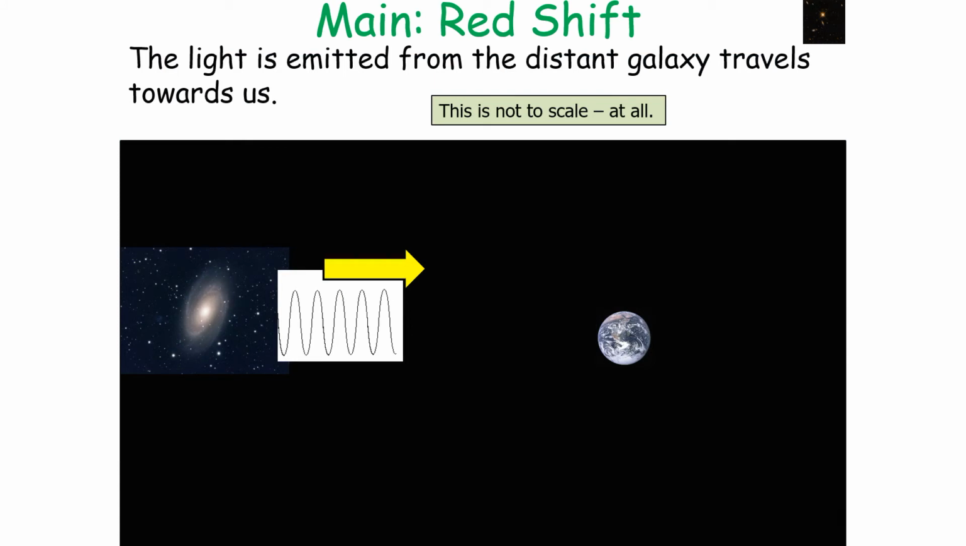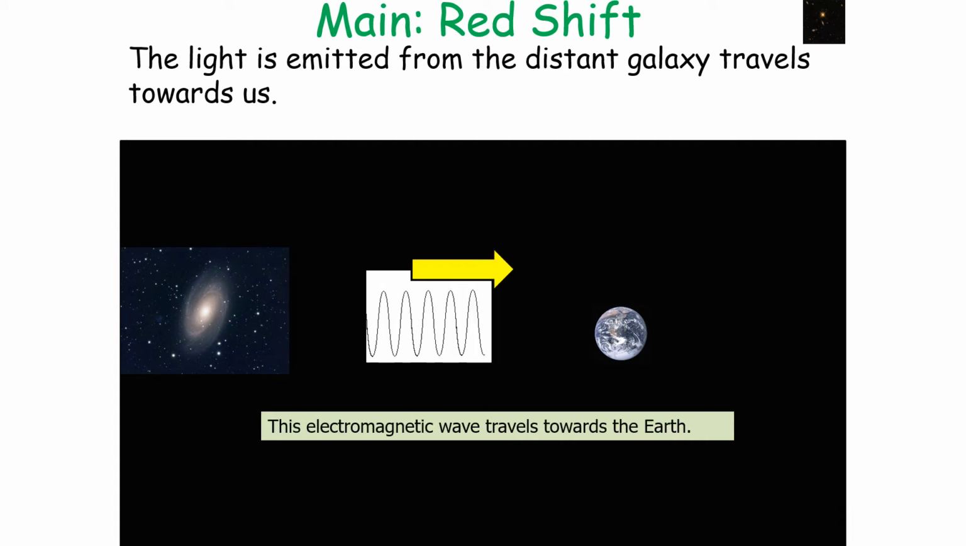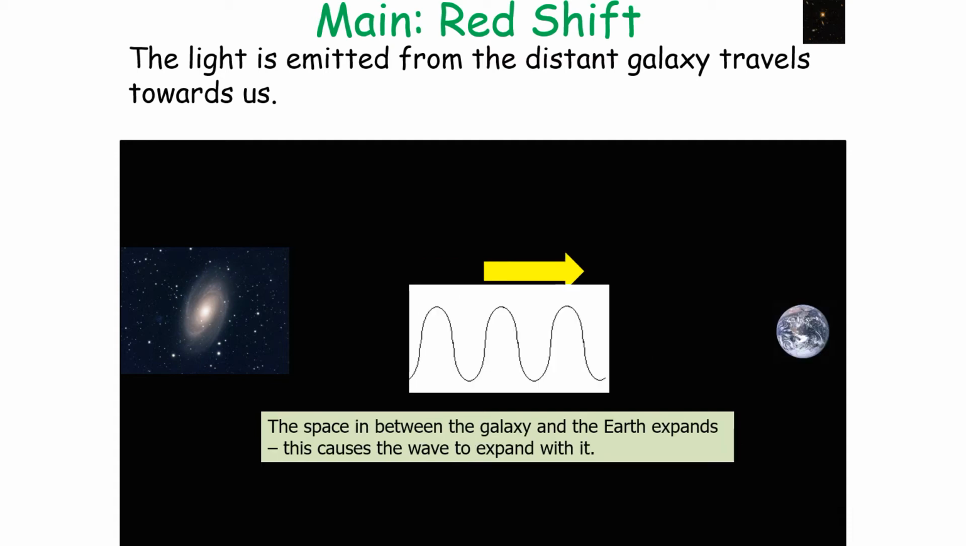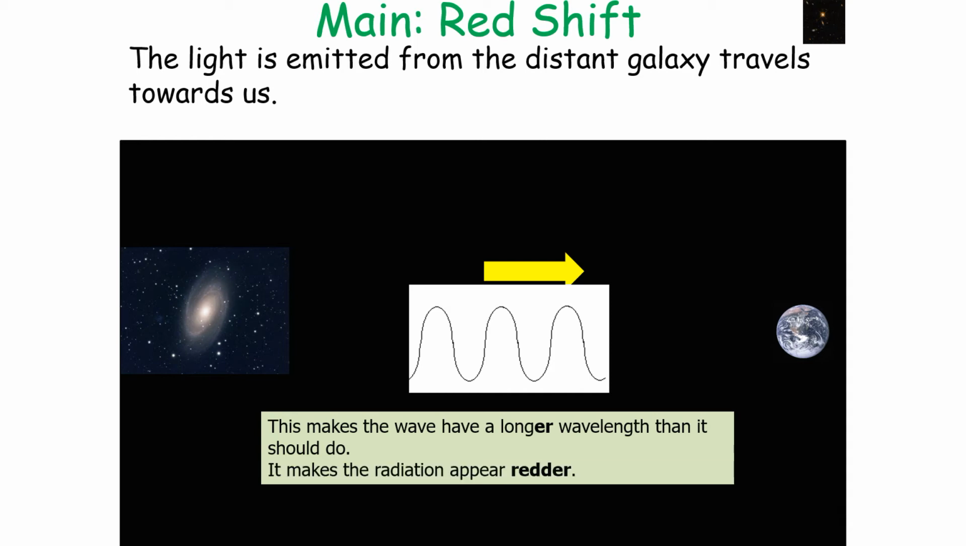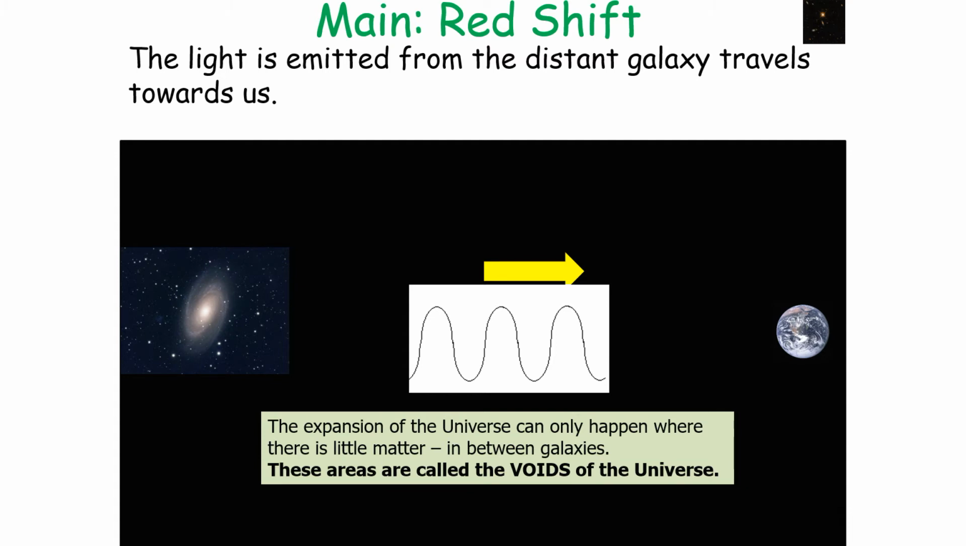Light emitted from distant galaxies travels towards us, so we can interpret this wave as electromagnetic radiation. So over time, this electromagnetic wave travels towards the Earth, but in this time the space in between the galaxy and the Earth expands, and this causes the wave to expand with it. So this makes the wave have a longer wavelength than it should do, so it makes the radiation appear redder. Now, the further away the galaxy is, the more expansion that can take place, the redder the wave. Now, it's important to note that the expansion of the universe can only happen where there's little matter in between the galaxies. Now, these areas are called the voids of the universe.